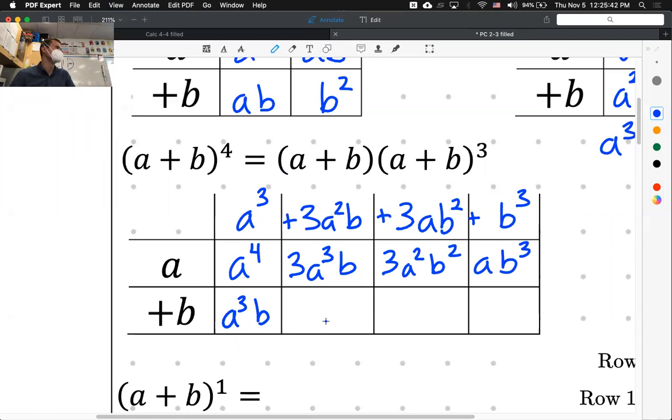I'm not going to call on Leo until he catches up with the notes. Someone else. Ellery, I haven't heard from you in a while. What's 3a squared b times b?